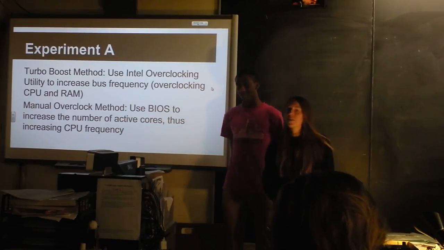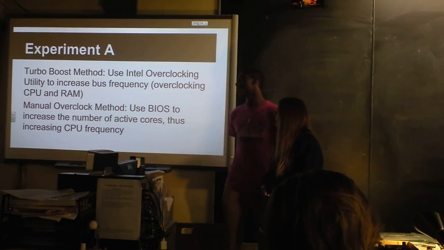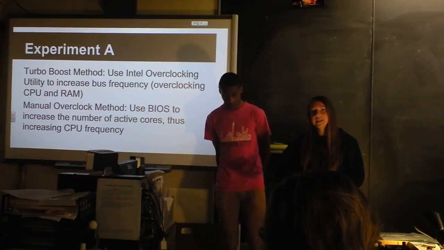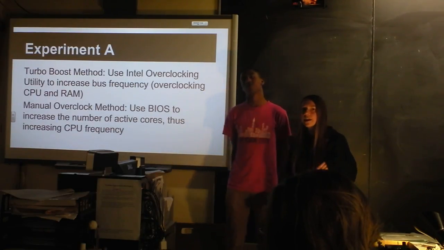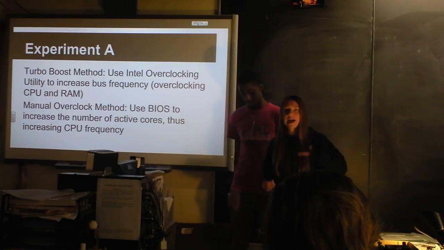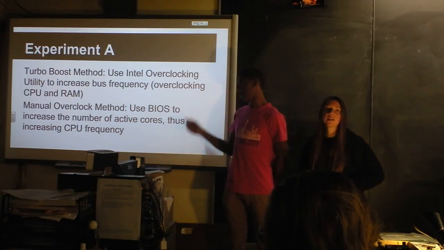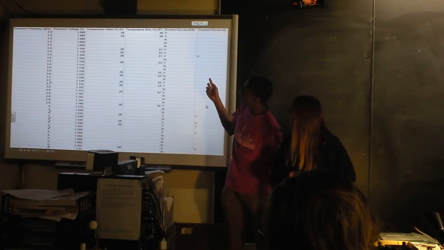Okay, so the first method was the turbo boost method, and that was just to increase the base frequency that the processor was using. And with the manual overclock method, we were actually increasing the number of cores that were active in the processor. And this is raw data from method 1.